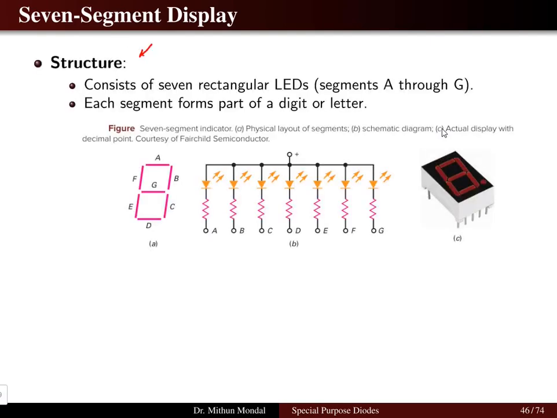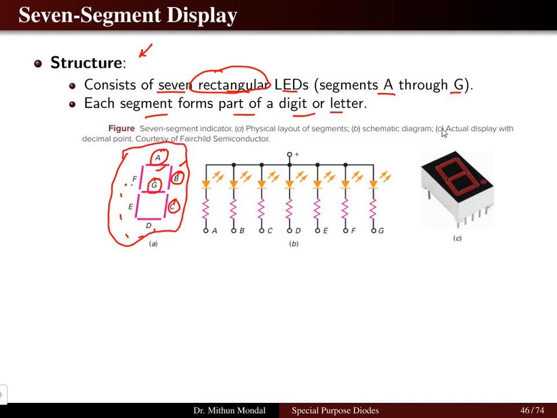If we talk about the structure of the 7-segment display, we have 7 rectangular LEDs, numbered from A to G. So here we can see A, B, C, and so on till G. So 7 segments are there. These are LEDs connected in the form of a rectangle, and these segments form part of a digit or a letter. We can see here the 8 being shown as a rectangle. When some of the LEDs are on, it will represent different numbers.